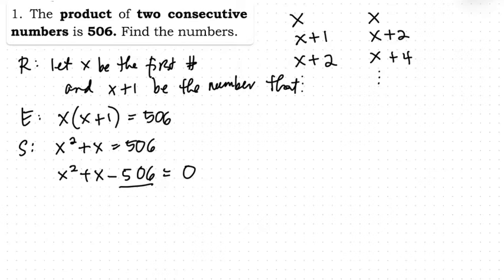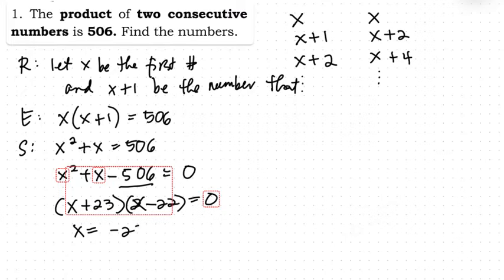Is it 22 times 23? Yes, it is. O, diba nakuha siya ng trial and error? We have 23 times 22 equals 0. So, magkakaroon ako ng negative 23 and positive 22.